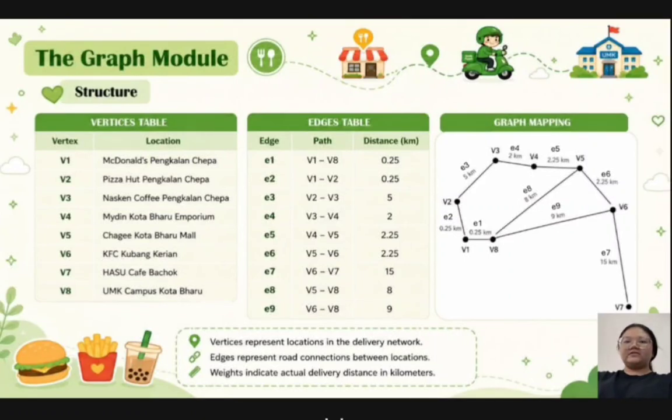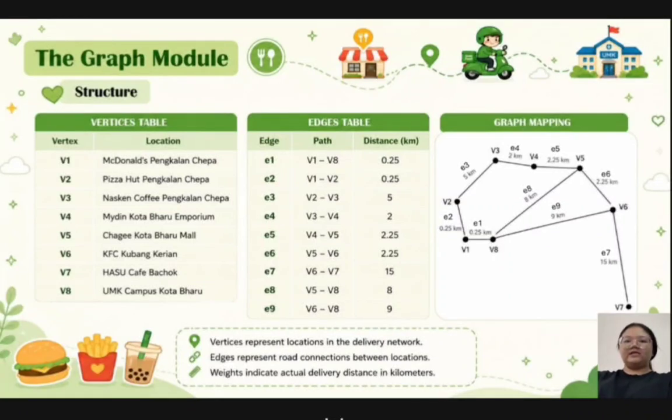These locations are selected as the vertices of our graph because they represent popular food outlets and important destinations around the Kota Baru area. By assigning each location to a vertex, we can create connections between them using edges as distance. This allows us to model a route network and apply graph concepts such as finding the shortest path for food delivery. The vertices table serves as the foundation of the graph, while the relationships and distance between these locations will be shown in the edges table.